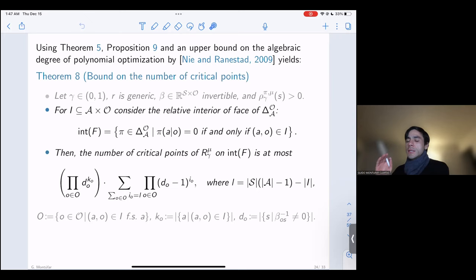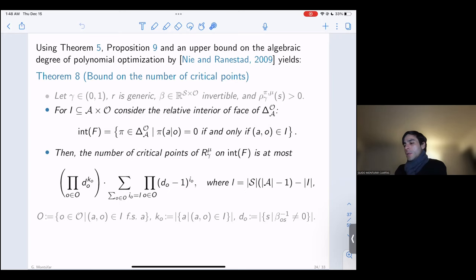And based on that, we can say something about how many times we can expect, generically, that there would be solutions. This is based on results by Nie and Ranestad that have been very influential to our investigations lately. So here is the idea. We look at a subset of pairs of actions and observations, and that corresponds to a face of the polytope of observation policies. And it also corresponds to a face of the feasible set of state-action frequencies.